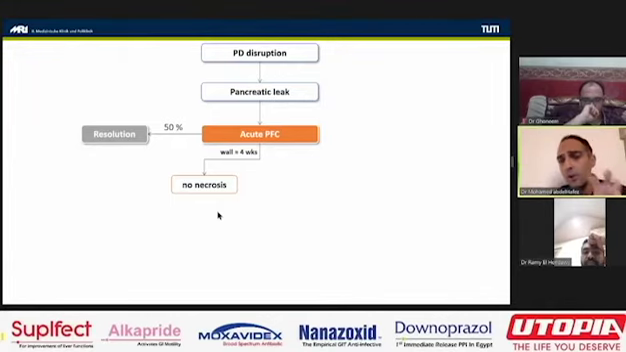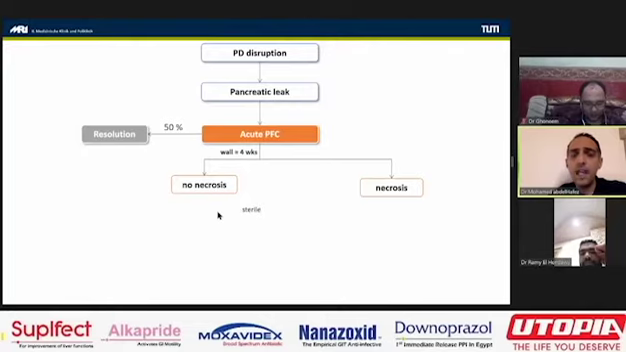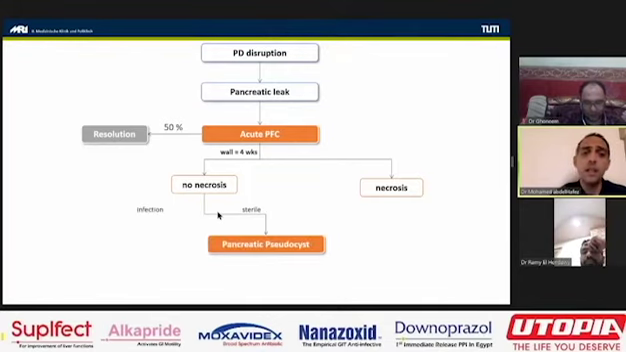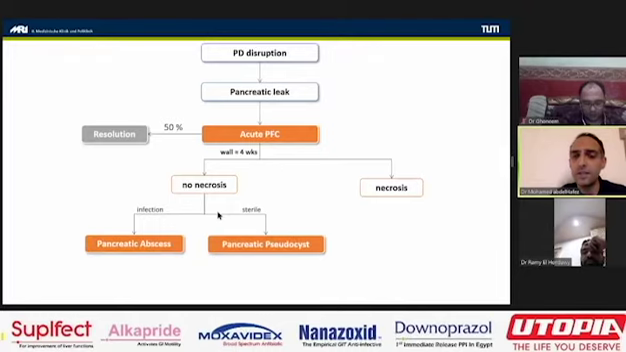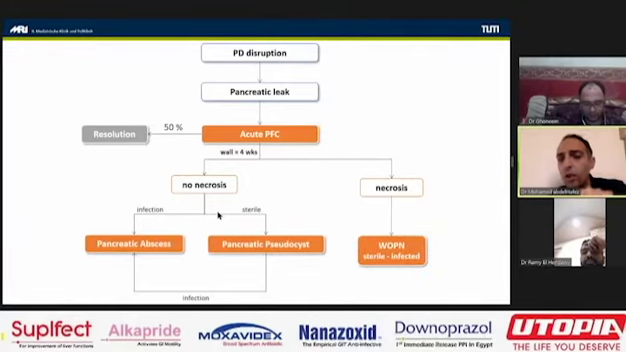If there is no necrosis inside this fluid collection, that means the enzymes were not yet activated when they came out in this area, or we will have necrosis if the enzymes were activated. If this non-necrotic collection is still sterile, we will call it a pancreatic pseudocyst. If it is infected, we will call it a pancreatic abscess, but still we don't have tissue inside. So a pseudocyst can be infected and then it will be an abscess. Or it will have necrosis, which will be walled-off pancreatic necrosis, either sterile or infected.